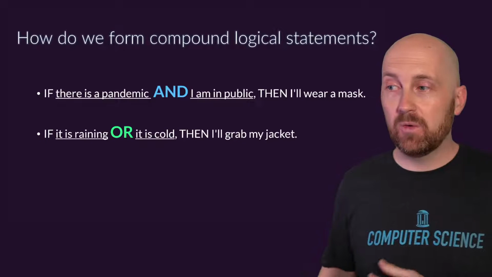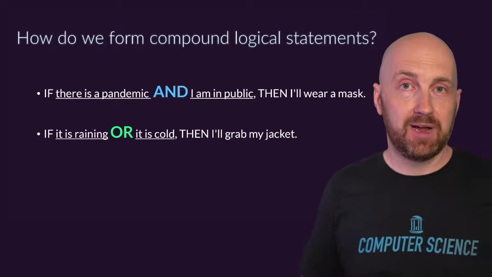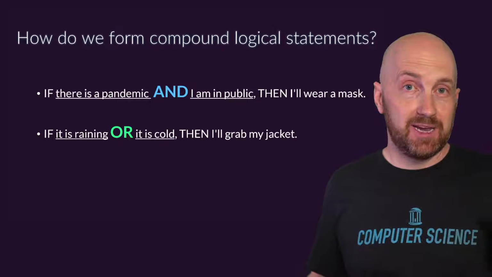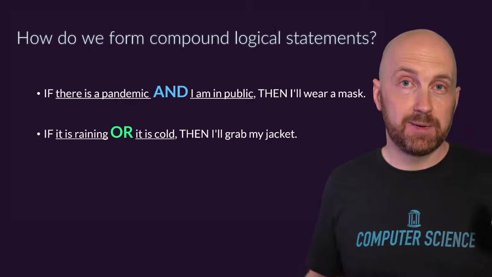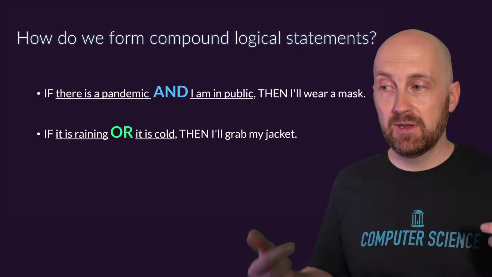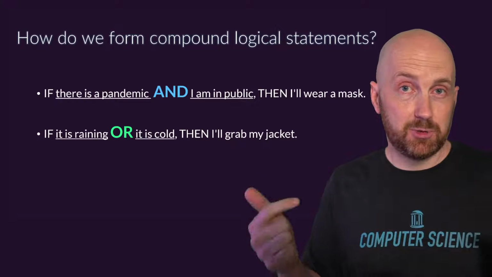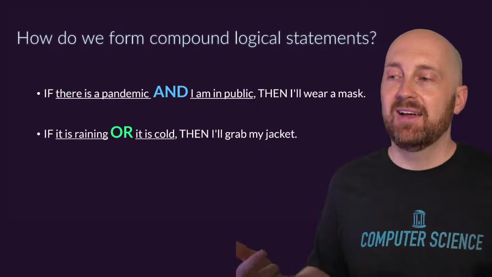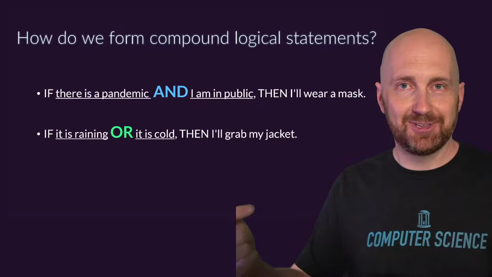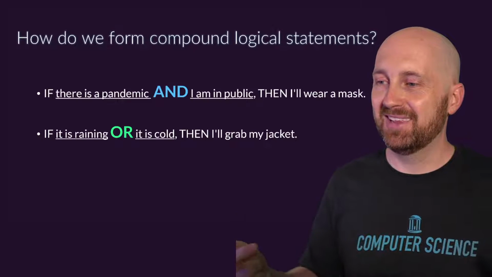If it is raining or it is cold, then you might want to grab a jacket. So if it's raining, that's going to be a true or a false type Boolean value that we can figure out. If it's cold outside, that's also going to be true or false to a degree. And we're going to simplify it. We're going to say it's only true or false. There's no in between there.